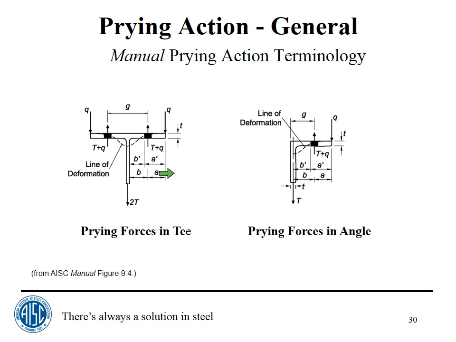We have A and B. A, the distance from the toe to the center. B, the distance from the center of the bolt to the face of the web. And A prime and B prime as defined on the previous slide.